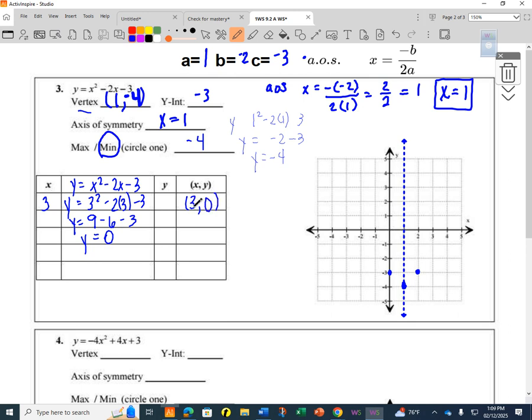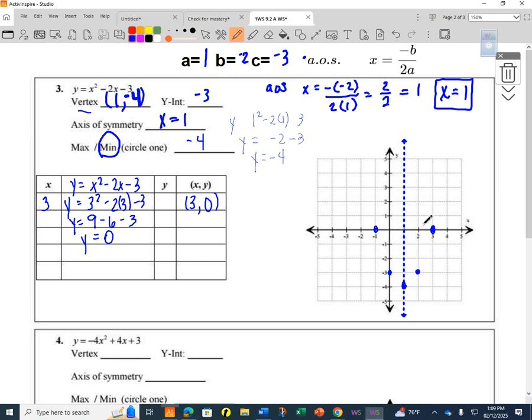So now we're going to plot that point. Start here and go right 3 and up none. And now we need 5 points. We've got 1, 2, 3, 4 points. We can mirror this other point. We don't have to put anything else in the table because the vertex is not on the y-axis, right? So this point is 2 to the right of the axis of symmetry. So we can go 2 to the left, and we've kept our parabola symmetrical.